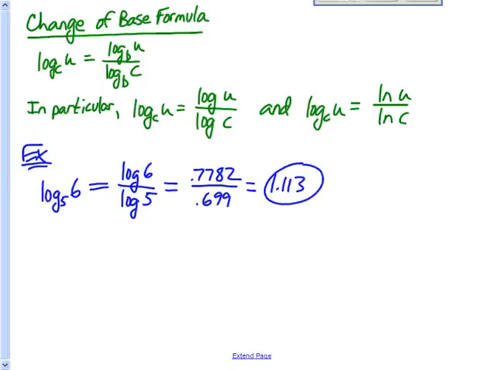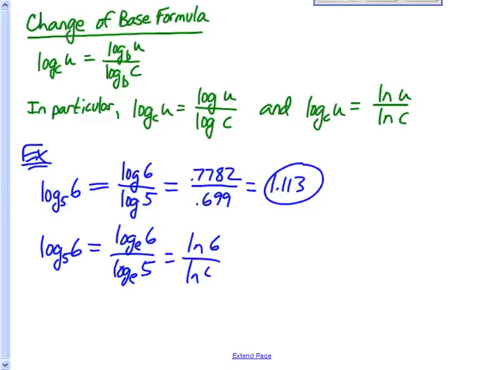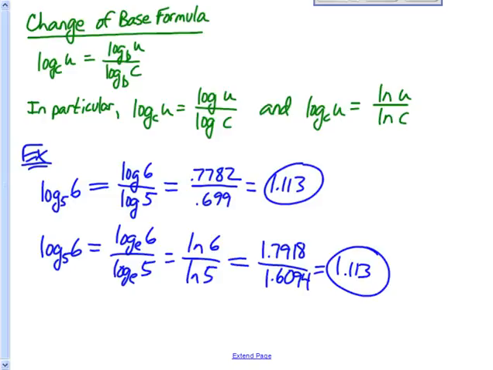Let's change this to base e. So let's go log base e of 6 over log base e of 5. Of course, log base e is the same as the natural log, isn't it? So log base 5 of 6 is the exact same thing as ln of 6 over ln of 5. Well, the ln of 6 is 1.7918. The ln of 5 is 1.6094. So this also gives you 1.113. It better, because it's still log base 5 of 6.